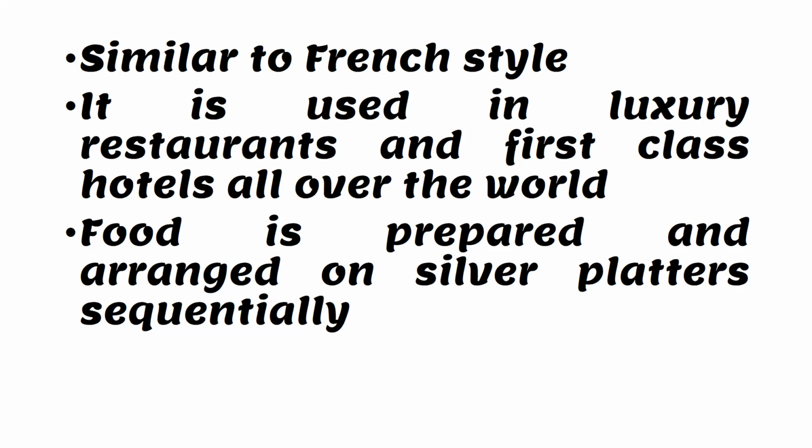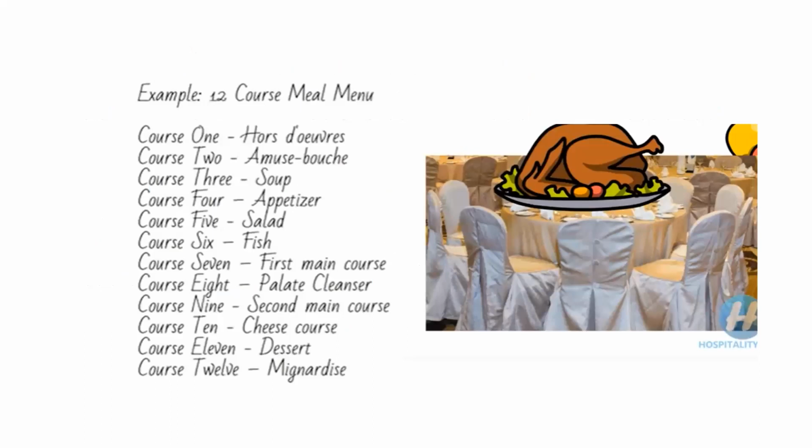Sequential. So usually, in Russian service or platter service, for example, they have 12 courses, no? Course meal menu. So the arrangement starts from course 1, followed by 2 and 3, and so on until 12. So that's the arrangement for the Russian service.